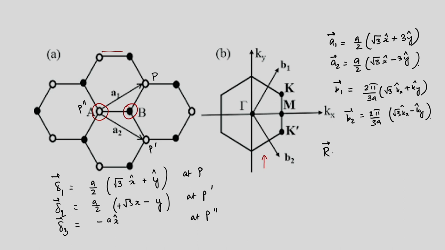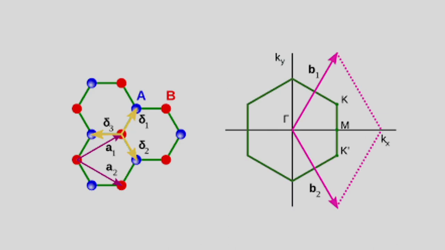be, or any position of any of the atoms, can be obtained by doing this, that is n A1 plus m A2, where n and m are integers and A1, A2 are shown here. Okay. So, n, m are integers. So, this is again the thing shown in color. So, these A and B, just for your benefit, are shown as blue and red atoms, and then the Brillouin zone is shown. Okay. All right. We'll come to this discussion in just a while.